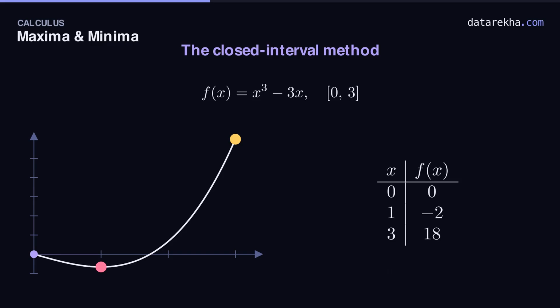Now just read off the winners. The largest value is 18, the global maximum, and it happens at an endpoint, x = 3, not at any critical point. The smallest is −2, the global minimum, at x = 1. And that is the lesson's biggest warning in one picture.